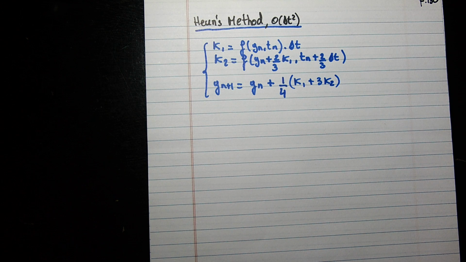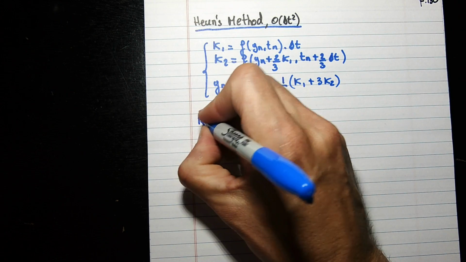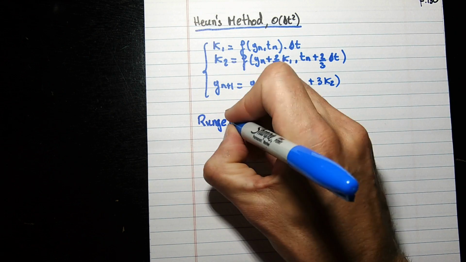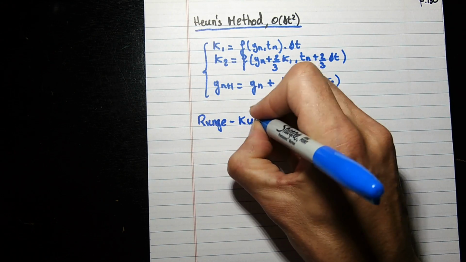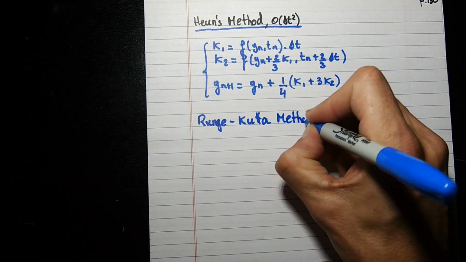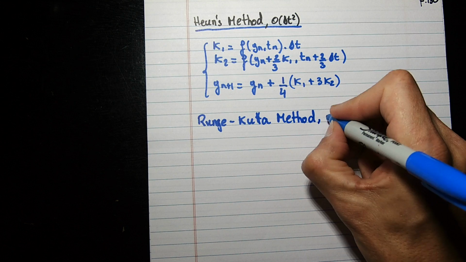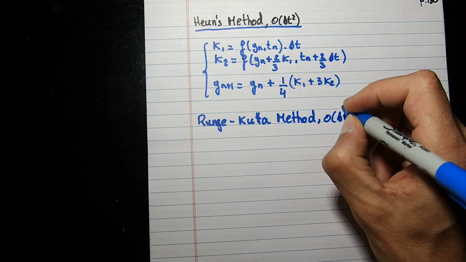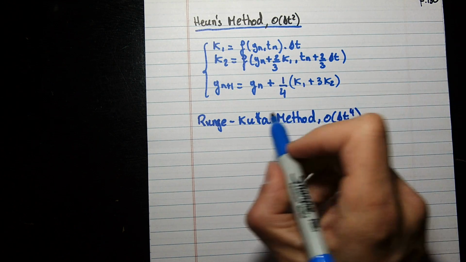Alright, and the last one, probably the most widely used numerical method, is the one known as the Runge-Kutta method, and this one is of the order to the 4th.